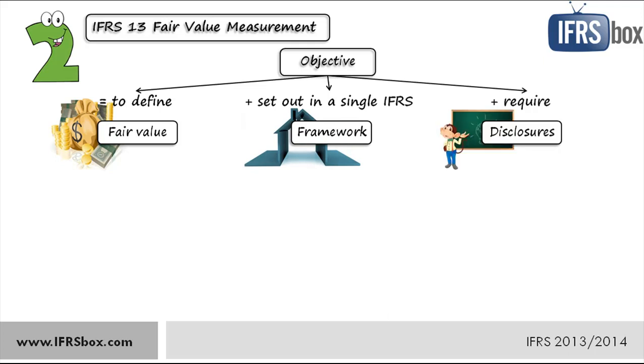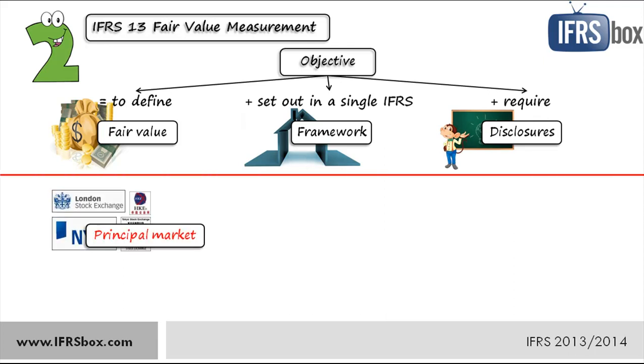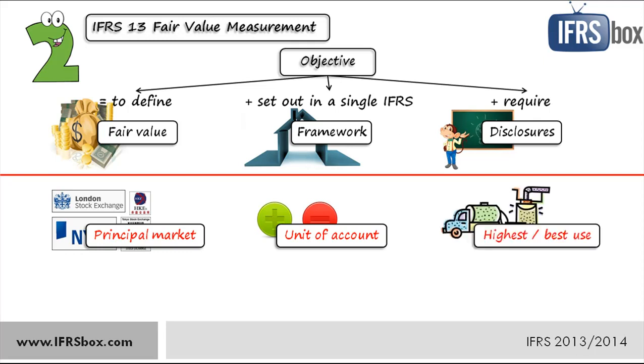IFRS 13 requires the use of principal market to measure fair value if possible. Fair value is determined based on the unit of account, so no volume discounts are taken into account. Fair value of non-financial assets is determined by reference to the highest and best use, not current use. And IFRS 13 sets a few valuation techniques that you should apply.